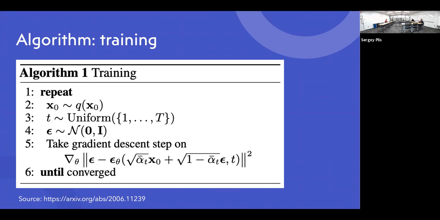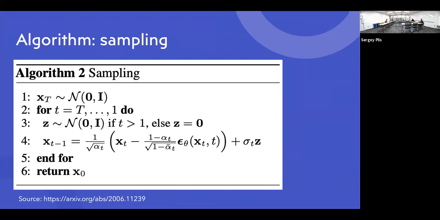I mostly try to understand their mathematical description because it's a lot. Yeah. And then sampling is just taking X big T from a normal distribution that's 0 mean and 1 standard deviation. And then for each T in T, big T to 1, you just start doing this process recursively until you end up with X0, where this is also sampled from a normal distribution. So it's kind of like the reparameterization trick again with a neural network, but then recursively.